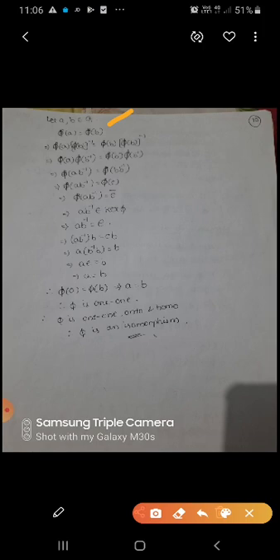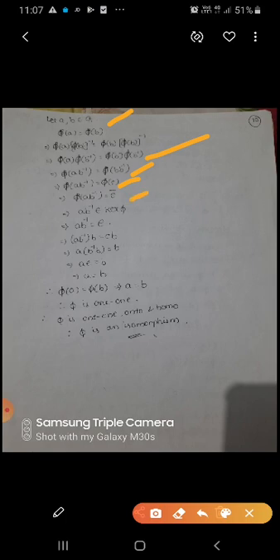So φ(a)·φ(b)⁻¹ = φ(b)·φ(b)⁻¹. Here φ(b)⁻¹ as a whole equals φ(b⁻¹). So φ(a)·φ(b⁻¹) = φ(b)·φ(b⁻¹). That implies φ(a)·φ(b⁻¹), which is φ(ab⁻¹), equals φ(bb⁻¹). So φ(ab⁻¹) = φ(e), so φ(ab⁻¹) = ē.